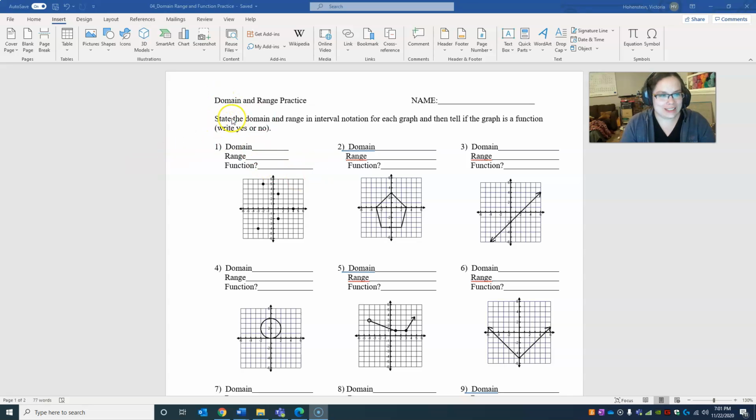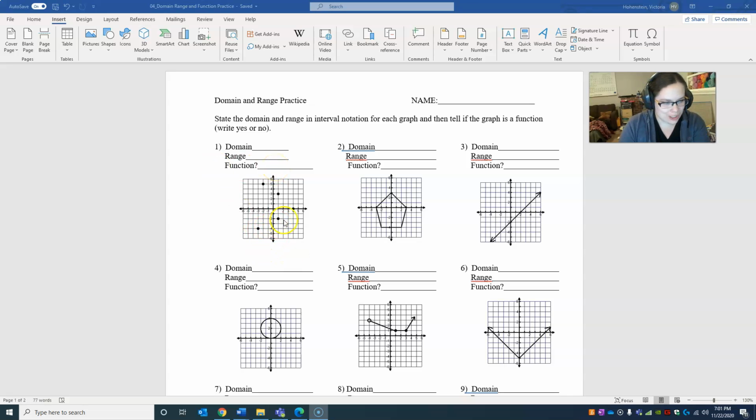The instructions say state the domain and range in interval notation. That's with the parentheses like we went over on Friday. If you weren't there, be sure to review the PowerPoint. And then it says to tell if the graph is a function by writing yes or no.